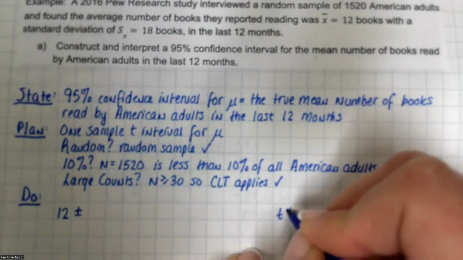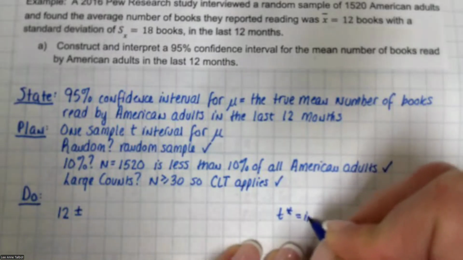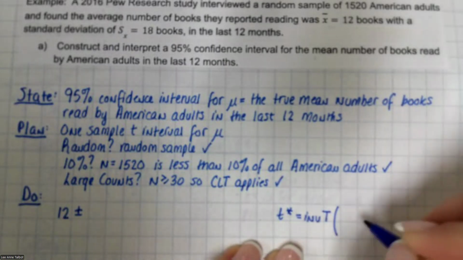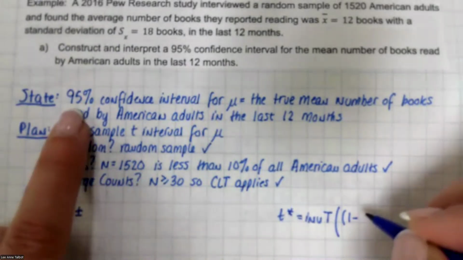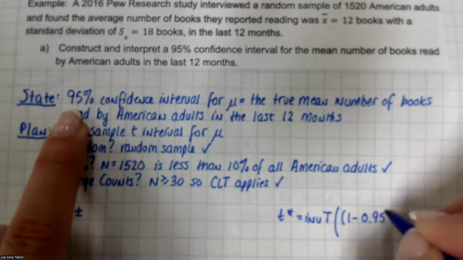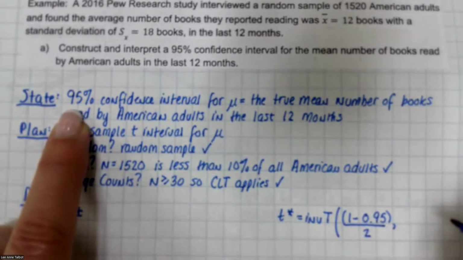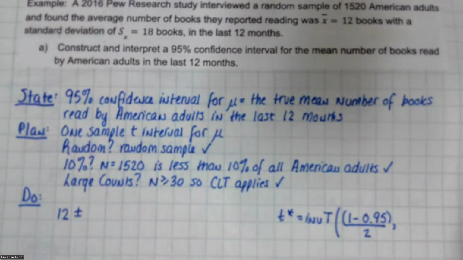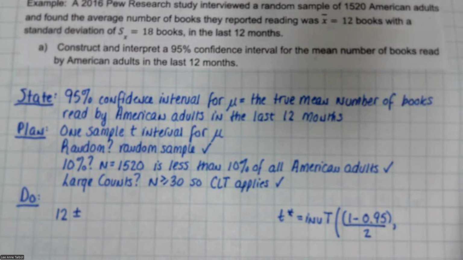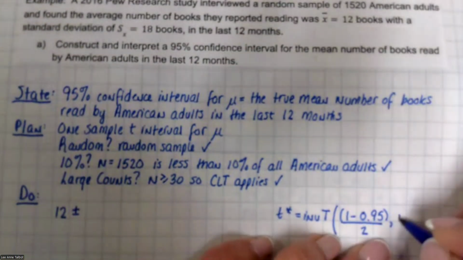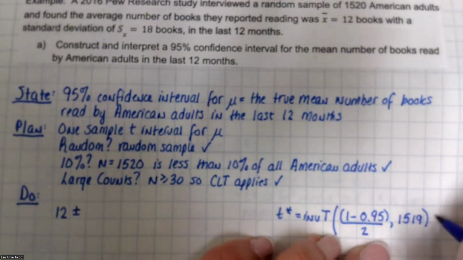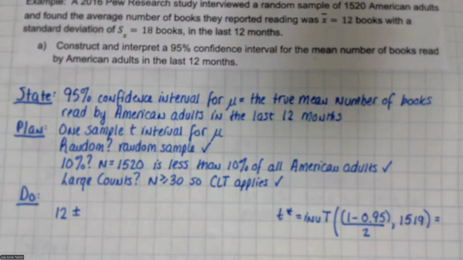I'm going to do that over here. That was in yesterday's. Okay, sample size of 1,520. So what is the degrees of freedom? 1519, kind of an awkward number, but that's okay. Let's make ourselves do it for muscle memory purposes.